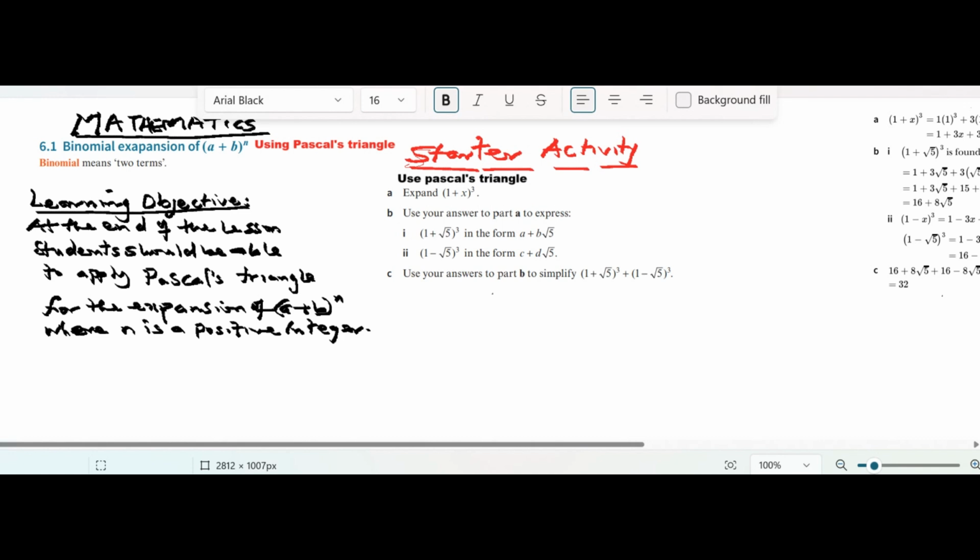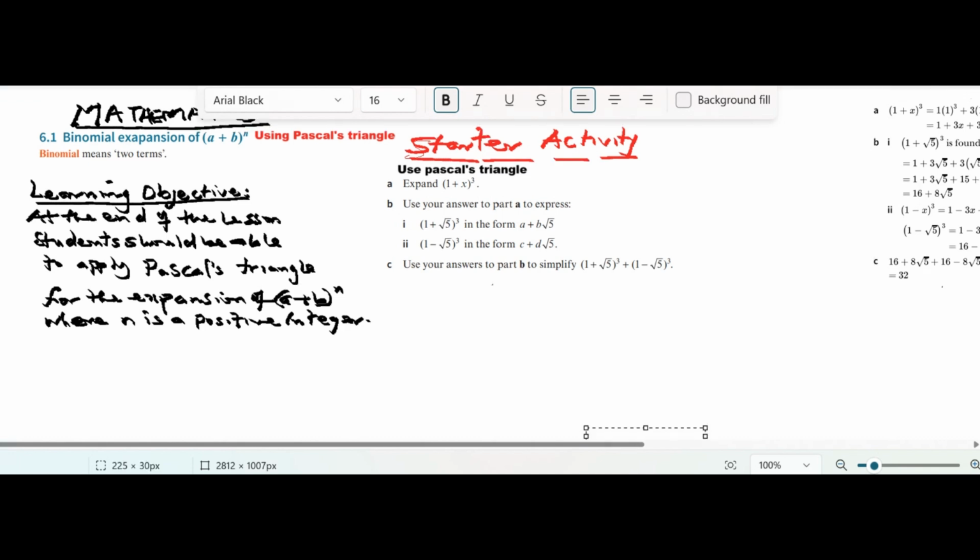You can pause the video, and when you are ready to see the answer, play the video. We have the starter question here. Use Pascal's triangle to expand 1 plus x all raised to power 3. Use your answer to part A to express the I and II, and use your answers to part B to simplify what you have in C. When you are ready to see the answer, play the video.